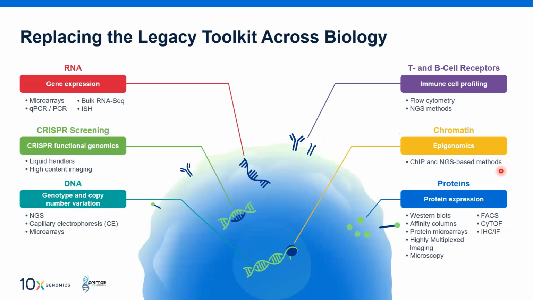Now, at the same time, this single cell technology is going to replace and complement, I will say, the traditional methods by which we wanted to understand the genomics. We want to do the CRISPR screening. We want to do RNA sequencing. We want to do T cell, B cell receptor studies. We want to perform chromatin studies, and we want to do protein expression studies. So there are various different methods that are being used.